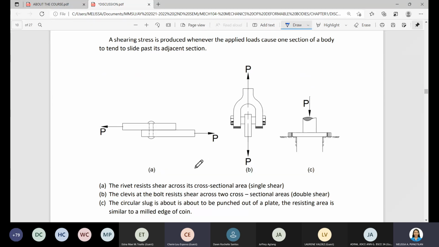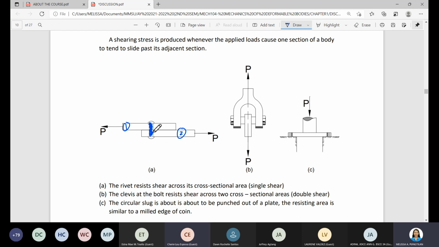Okay, yung illustration number 1 natin. So, the rivet resists shear across its cross-sectional area and it is considered as our single shear. So, dito, meron tayong two metal plates. This is plate 1 and plate 2. So, they are being joined together by a rivet. So, ito yung ating rivet. Ayan. So, kung naglagay tayo ng force dito at the one side and then dito sa side na to, a force P, the rivet will tend to resist yung sliding nitong dalawang plate na to.